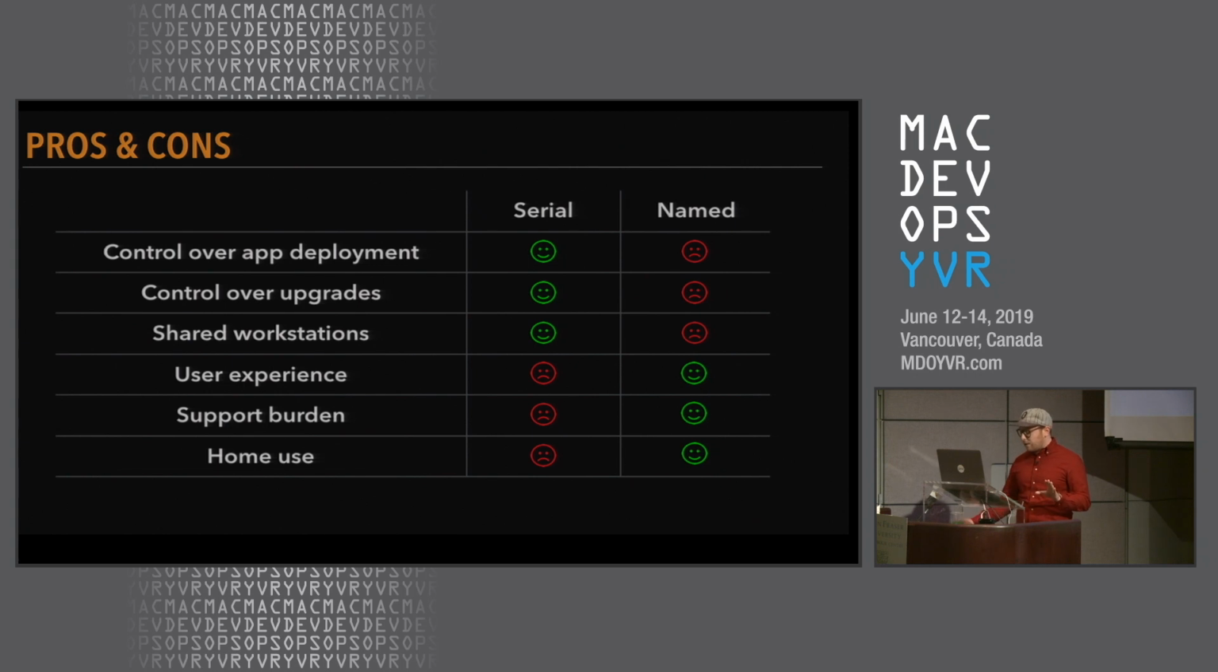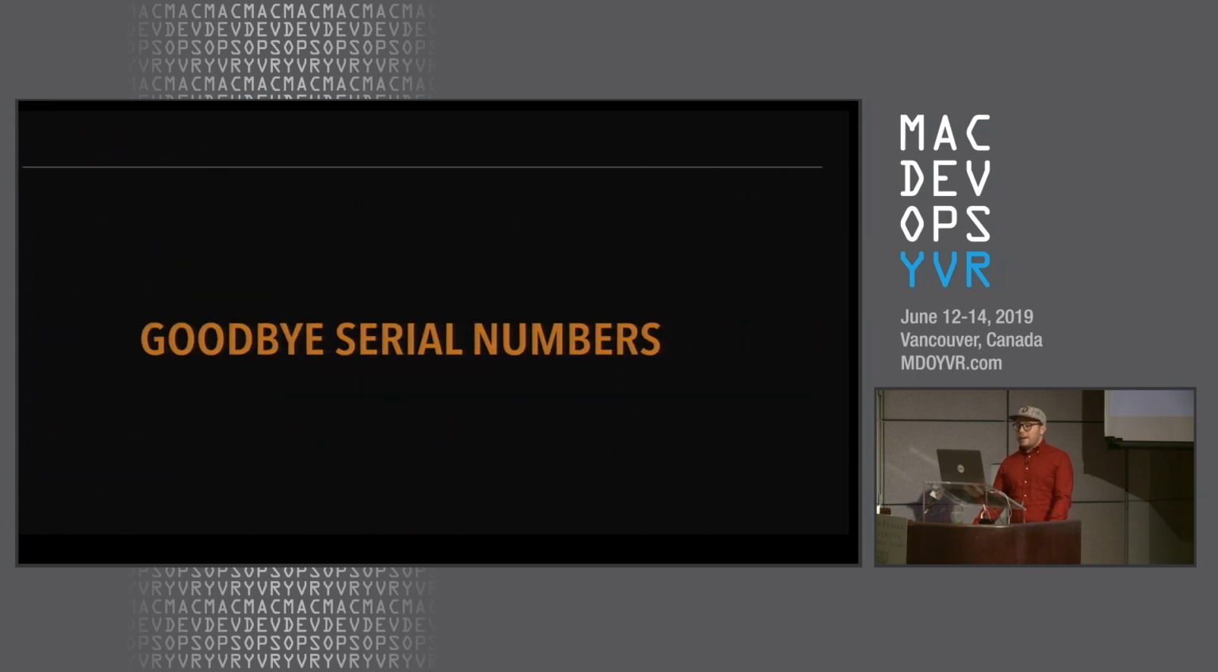In the named license world, it's all the CCDA, and they give you 2 activations of every app. So you can have 2 simultaneous logins, one for home and one for work. But none of that even really matters because as of this year, serial numbers are kind of no longer a thing.